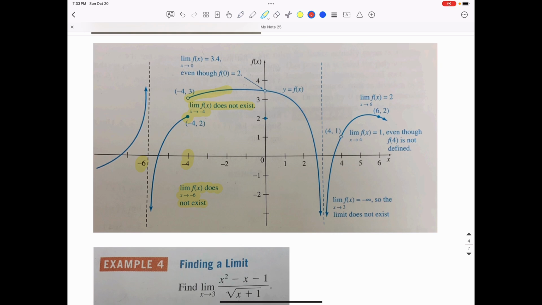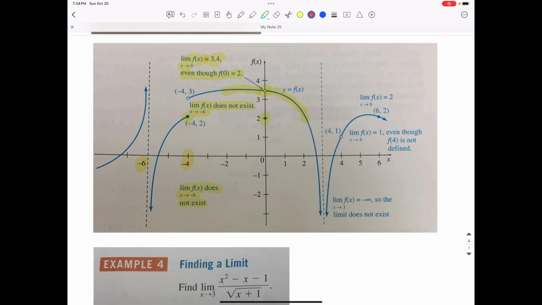When we go to x equals 0, notice that as we come in from the right side, as x approaches 0, we get an answer of approximately 3.4. As we approach from the left side, it is also approaching that same open circle, which would be 3.4. So the limit as x approaches 0 is 3.4.